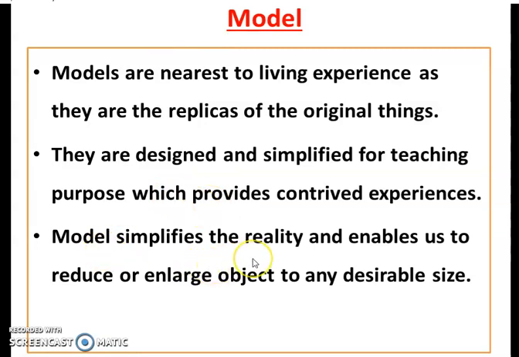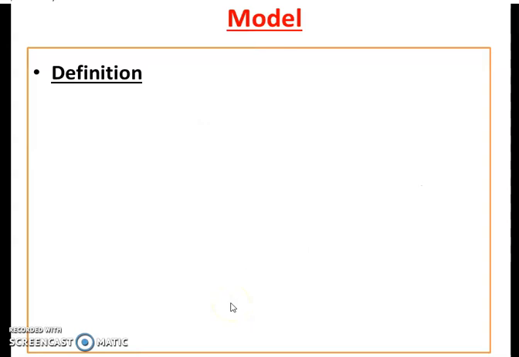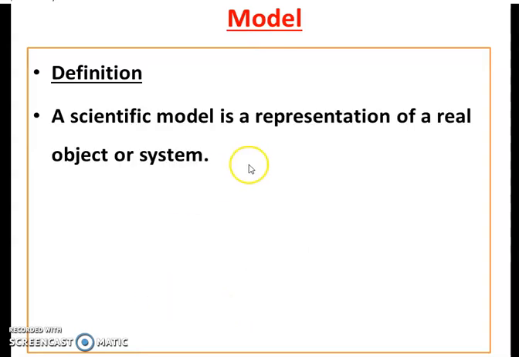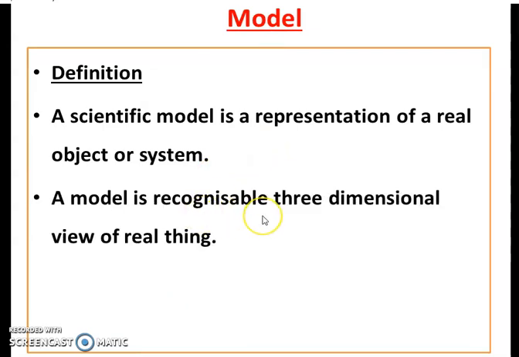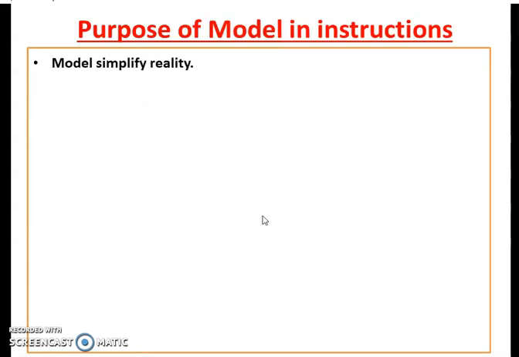And a model simplifies the reality and enables us to reduce or enlarge objects to any desirable size. So they could be of any size. Now, if you look at the definition of a model, a scientific model is a representation of a real object or a system, and it is a recognizable three-dimensional view of real things. Sometimes it is not possible to draw a heart in a three-dimensional manner on a chalkboard, and if you could do it, it would be either time-consuming or not a very convenient way of representing the concept to the students. But in place of that, if you have a model with you, it can help the teacher a lot.